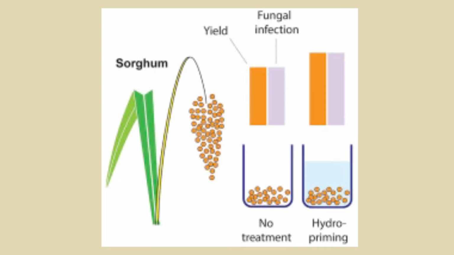We put the sorghum seed with no treatment and the seed that underwent hydropriming treatment. The sorghum with hydropriming treatment produced more yield even with the same rate of fungal infection. This way is much better compared to not putting any treatment on the sorghum seed.